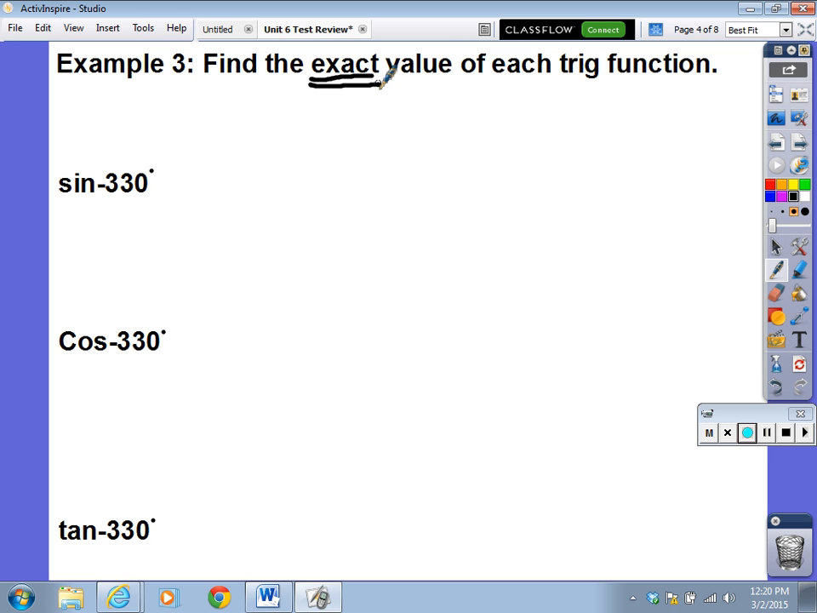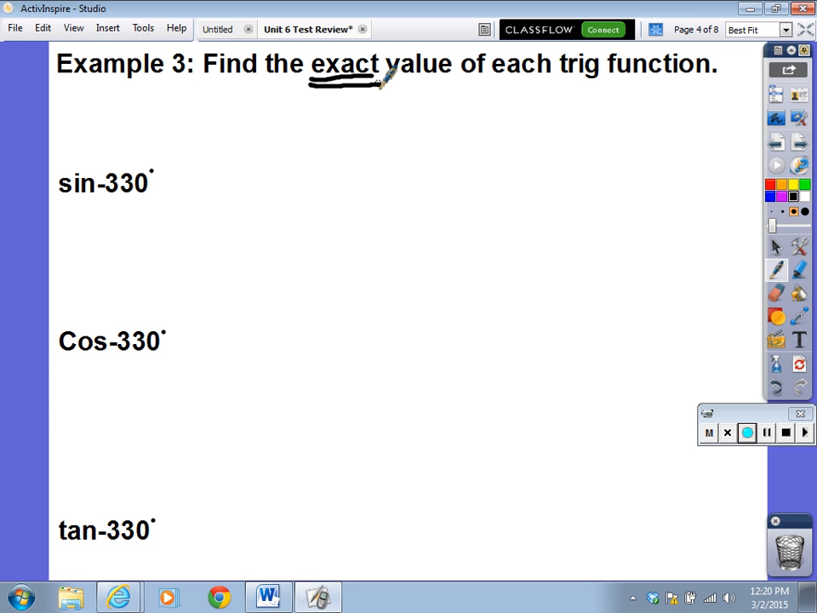Okay, so it says find the exact value of each trig function. So it wants us to find sine of negative 330 degrees, cosine of negative 330 degrees, and then we didn't talk about this, because I thought we were going to skip it, but we're going to talk about tangent. So this is something you have to learn today quickly, but it's really quite simple. So let's quickly start with sine and cosine because we've learned those.